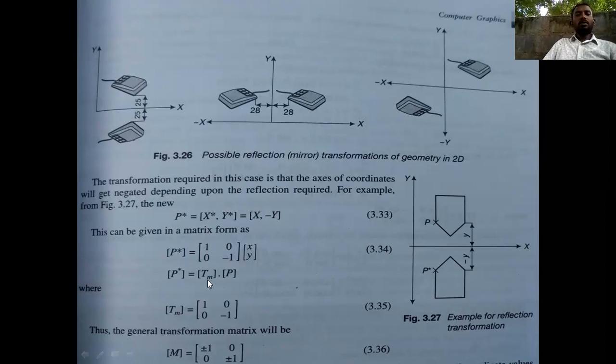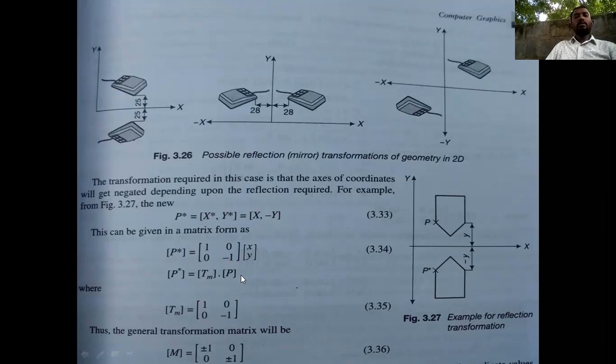So it is nothing but the transformation of reflection, TM we are writing here. So TM equal 1 comma 0, 0 comma minus 1. So it is the total transformation of reflection. The general transformation matrix will be plus or minus 1, 0, 0 comma plus or minus 1. In this object, what we are doing is the matrix form. This total one we are considering. This can be given in matrix form, P dash equal 1 comma 0, 0 comma minus 1, x comma y. So it is a transformation matrix. That's why we are writing TM, transformation matrix, the general matrix.